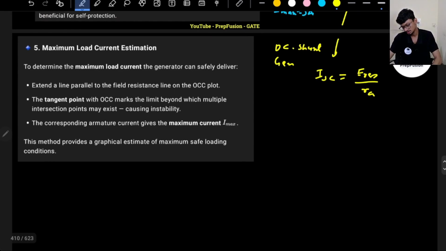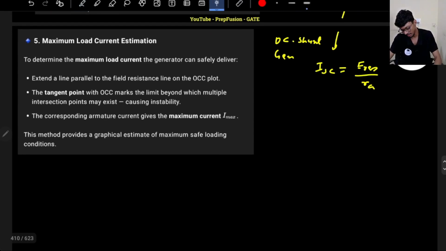So maximum load current, how can you determine the maximum load current? To determine the maximum load current the generator can safely deliver, extend the line parallel to the field resistance line on the OCC plot. The OCC marks the line beyond which multiple intersection points may cause instability. Determine the armature current given.